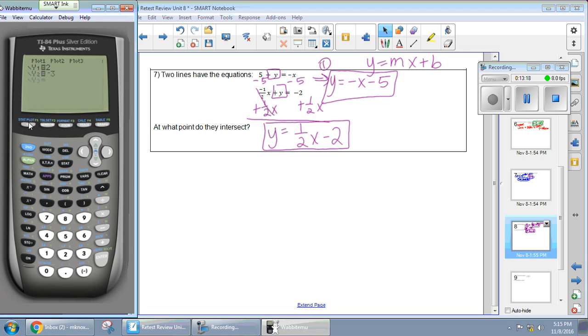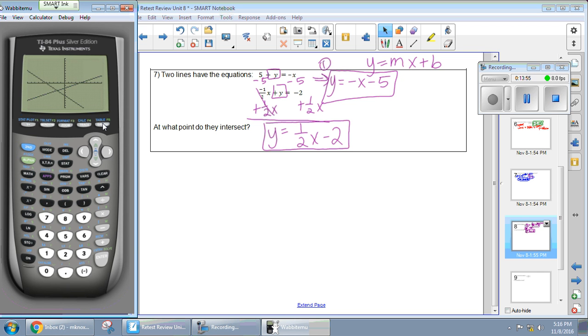So let's go back to y equals in your calculator. In y1, I'm going to put y equals -x minus 5. Make sure that you use the negative sign for negative and the minus sign for minus. And then my second equation, I'm going to do alpha y equals to get my fraction, 1/2 x minus 2. Then I'm going to press graph.